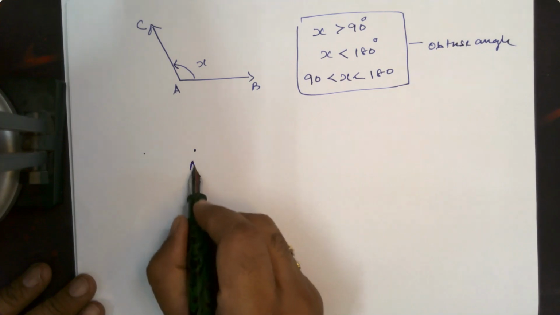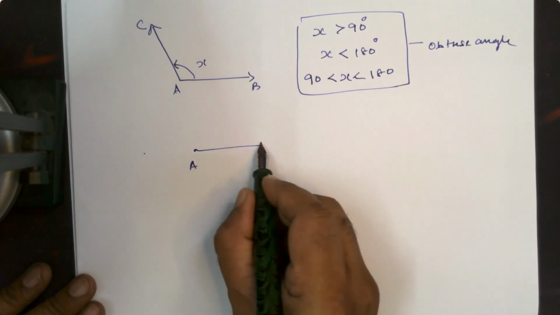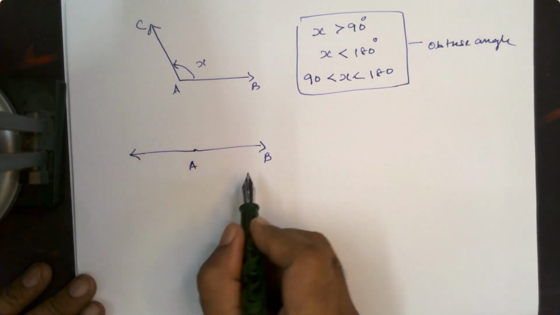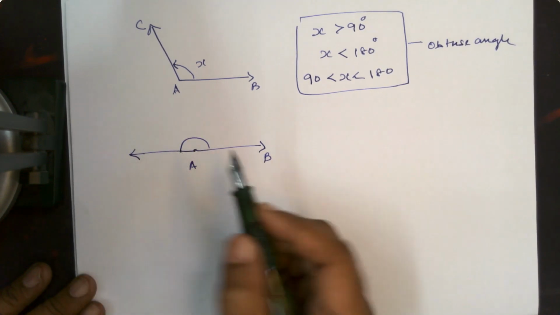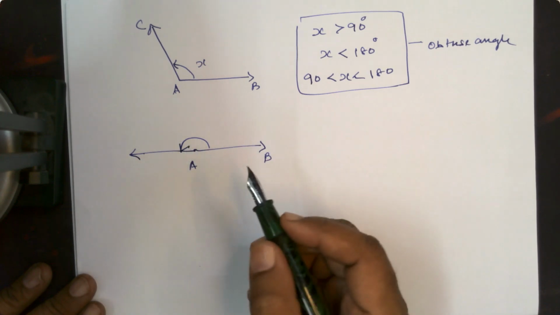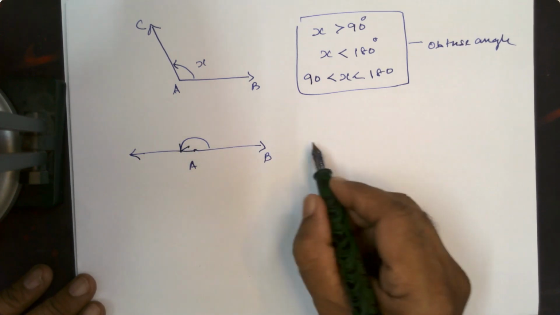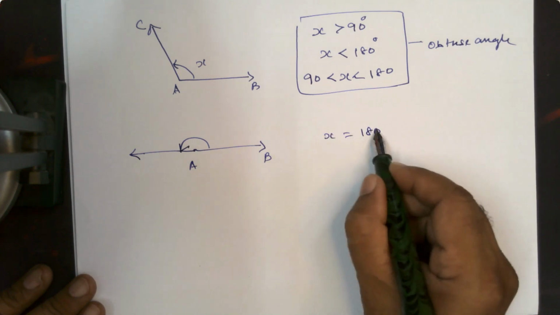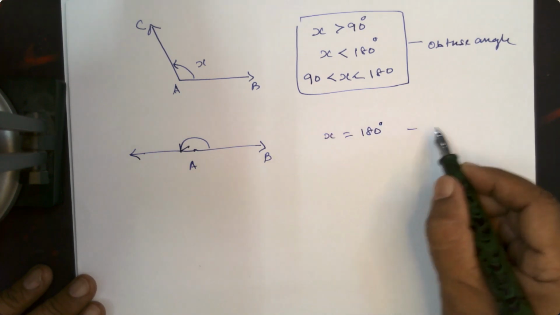Now A is here, B is here, and AC is just opposite to that. It makes 90 degree plus 90 degree, that is 180 degree. It is called a straight angle. So when X is equal to 180 degree, then it is called a straight angle.